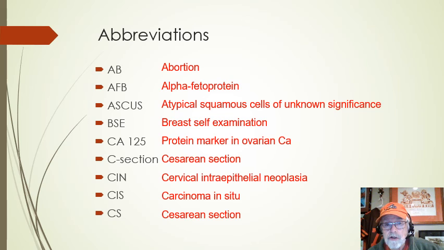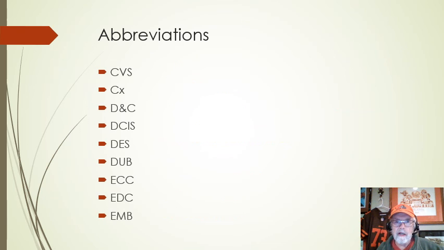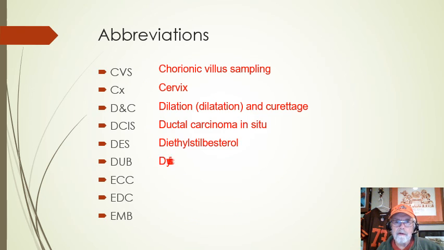CIS, it's carcinoma in situ, which means there's cancer cells, but they're in a very small location. They haven't spread. That's carcinoma in situ, in that site. That's what that means. Cesarean section, CS. Okay, some more here. Let me go.